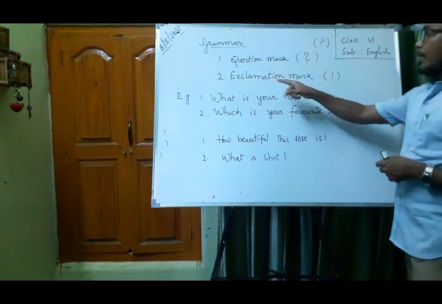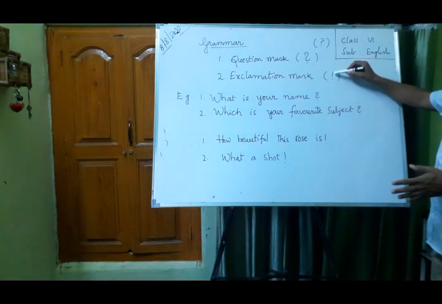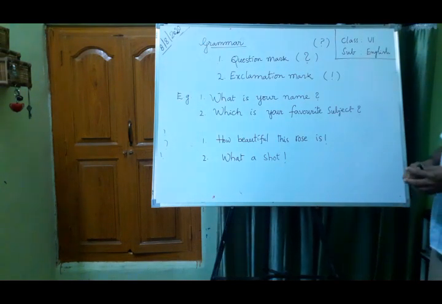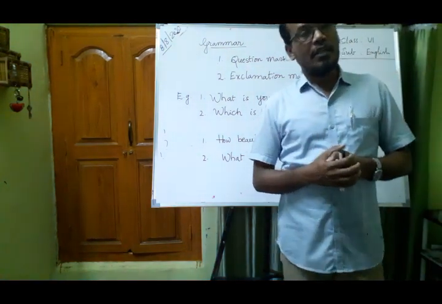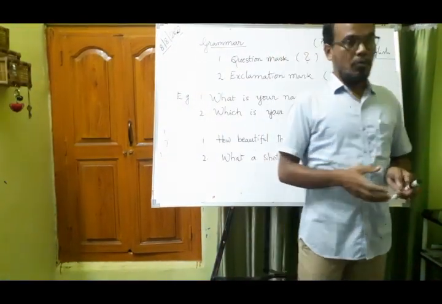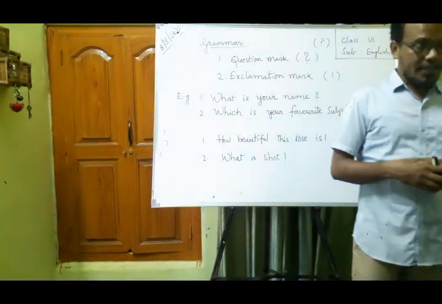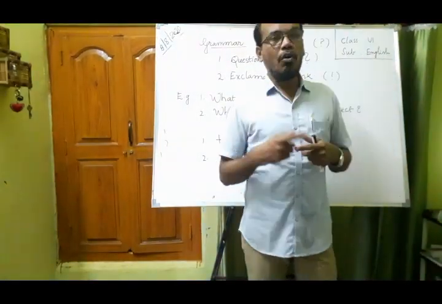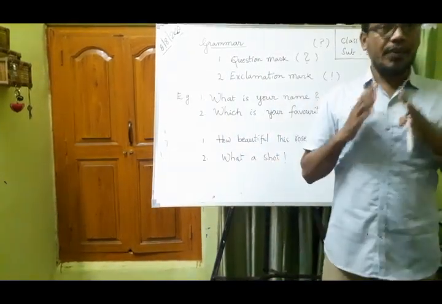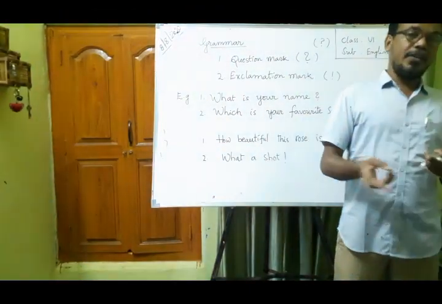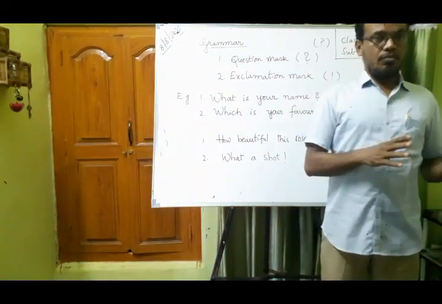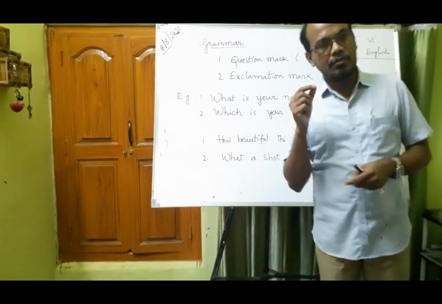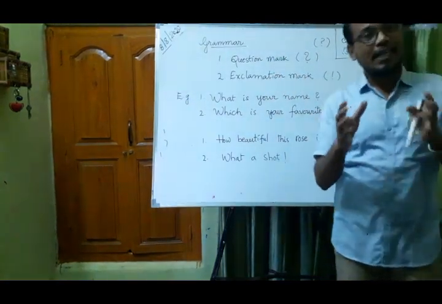Next one, exclamation mark. I have already told you the exclamation mark is represented like this: a line with a dot at the bottom. Why do you use exclamatory sentences? What is the purpose of using them? You speak exclamatory sentences when you are surprised, when you are sad, when you are overjoyed. All of them are your feelings, right? Feelings are of two types, feelings of joy and feelings of sadness. Whether happiness or sadness, when you are expressing them, you use the exclamation mark. They are called exclamatory sentences.